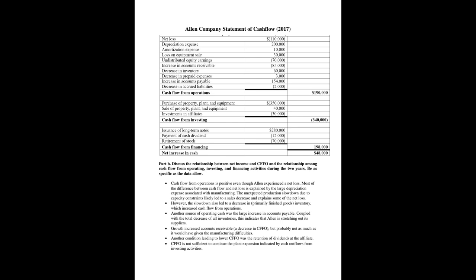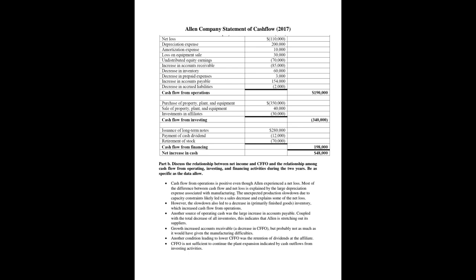This is the cash flow we just prepared in Excel. Discuss the relationship between net income. We don't have net income, we have net loss. And cash flow from operating activities, we find out that cash flow from operations is positive. You can see here 190,000. And the relationship among the cash flow from operating, investing, and financing. So these 190,000, 340,000, and 198,000. So they want us to compare them, being as specific as the data allows.